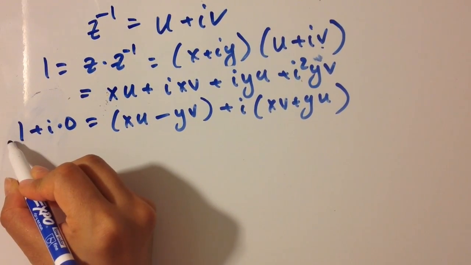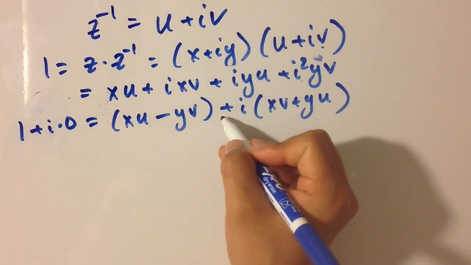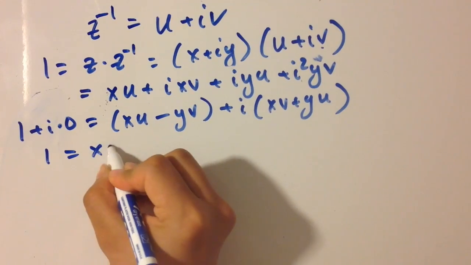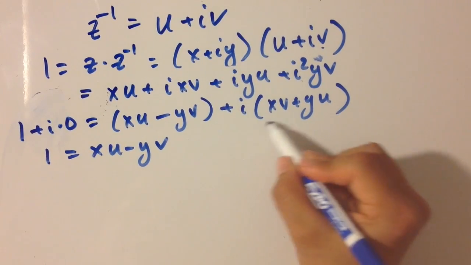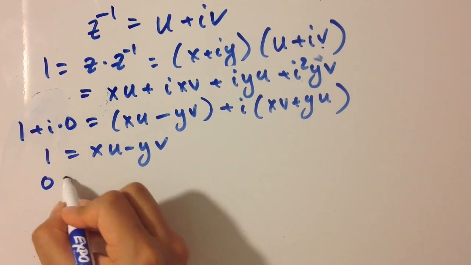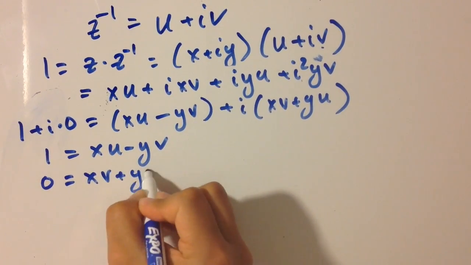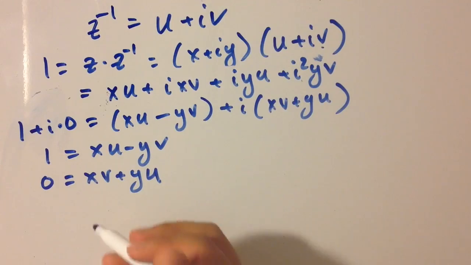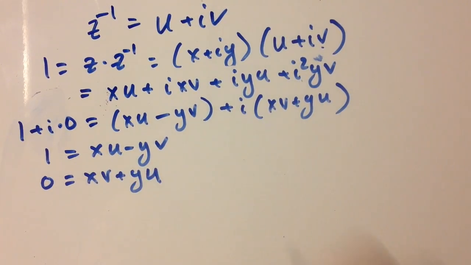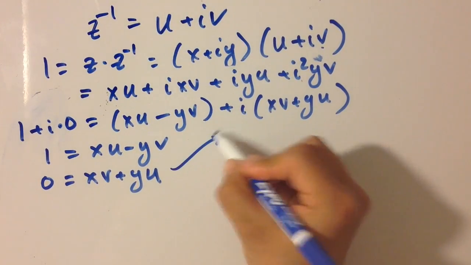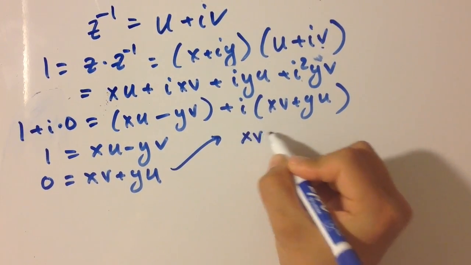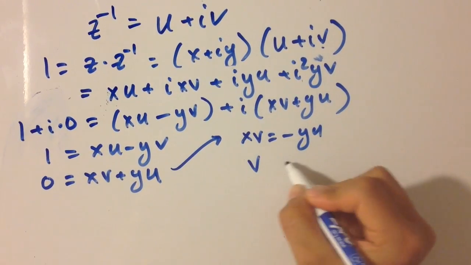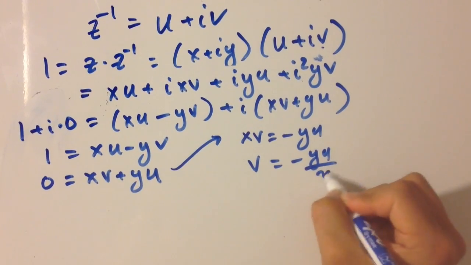Setting the real part on this side equal to the real part on the other side, we get 1 is equal to xu minus yv. And setting the imaginary part equal to the imaginary part of the other side of the equation, we get 0 is equal to xv plus yu. So now we have two unknowns and two equations, so we can solve for u and v. I will first use this equation to solve for v. So I get xv is equal to minus yu. So v is equal to minus yu over x.